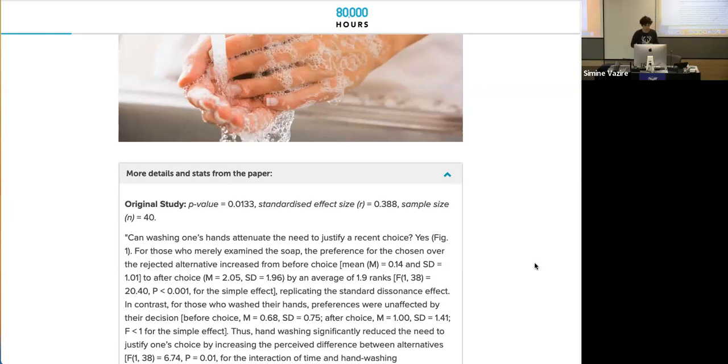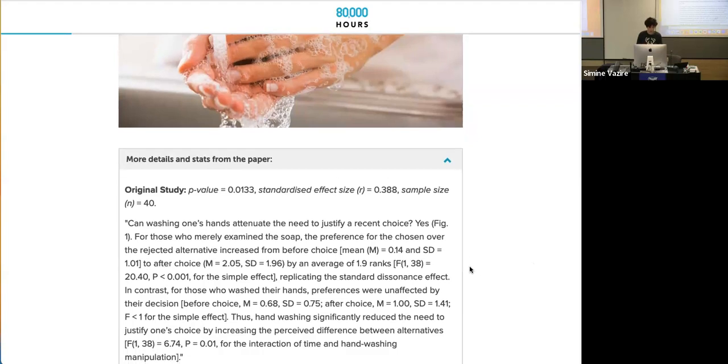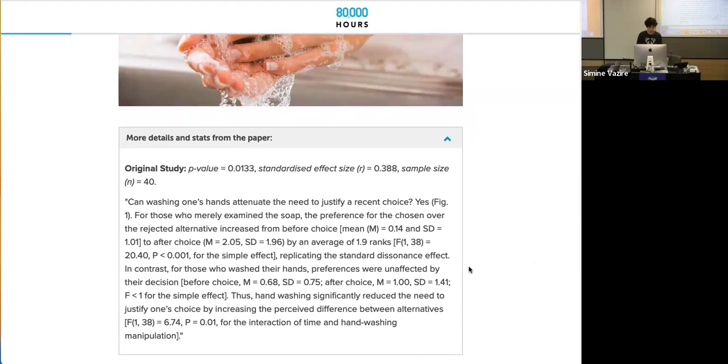It's really hard to tell what they did. But basically the manipulation was washing hands, or no, maybe the manipulation was just examining the soap. No, for those who wash. Okay, so you either just examined the soap, that was a control condition, or you washed your hands, that was the experimental condition. And so they predicted that washing your hands would reduce how much you feel the need to justify your choice. Maybe the choice wasn't even moral, I don't know.